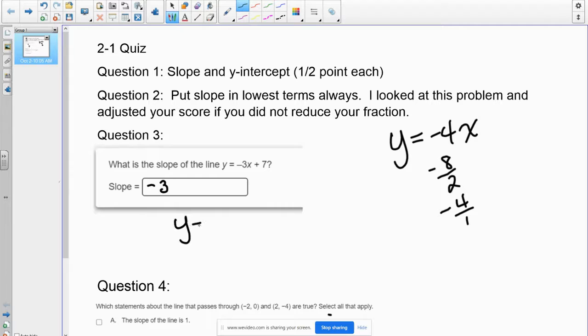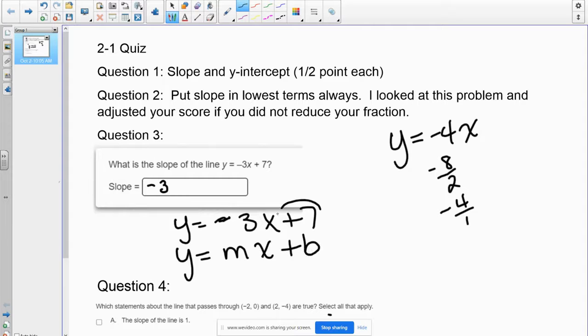So if you go y = -3x + 7, remember your form is mx + b. Here's your y-intercept, so you start at (0, 7). And then this is your slope at -3. Notice I never say the x. Remember, I said the x is a variable and the y is a variable, so never put that in with your slope. Again, I gave a point if you had the -3 there.